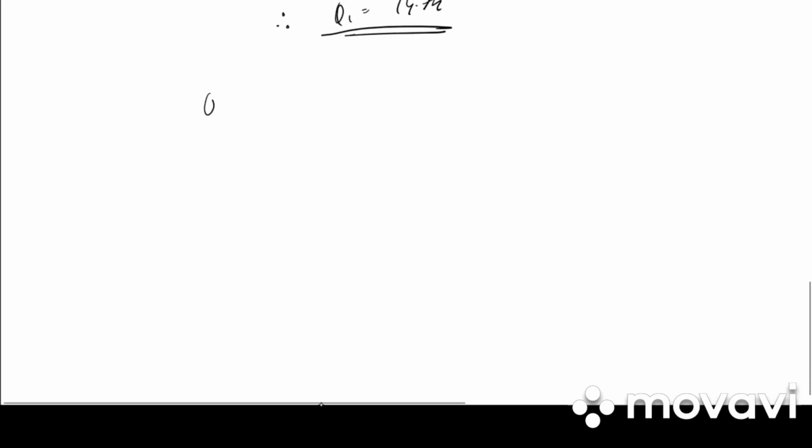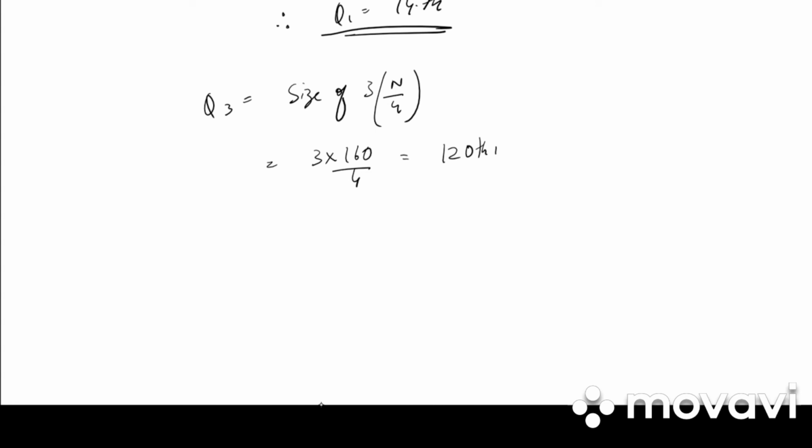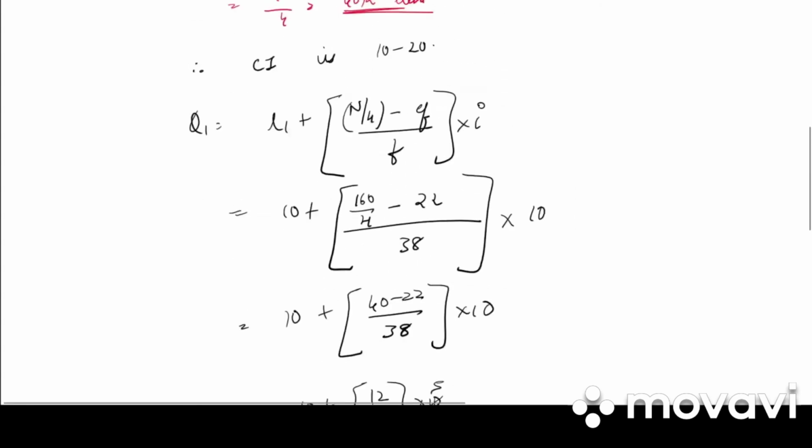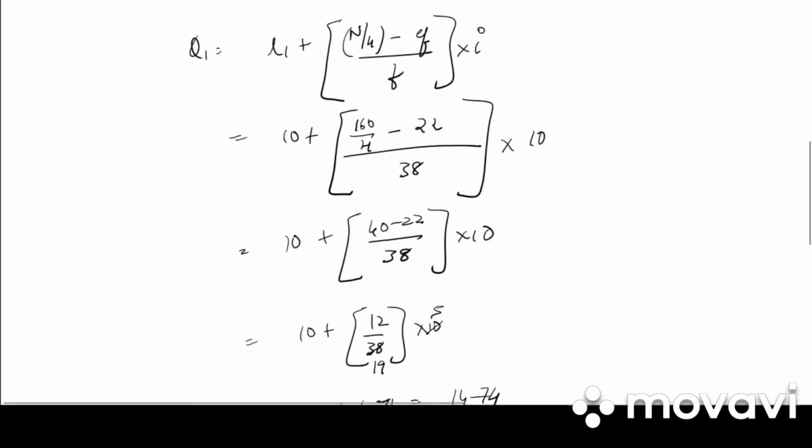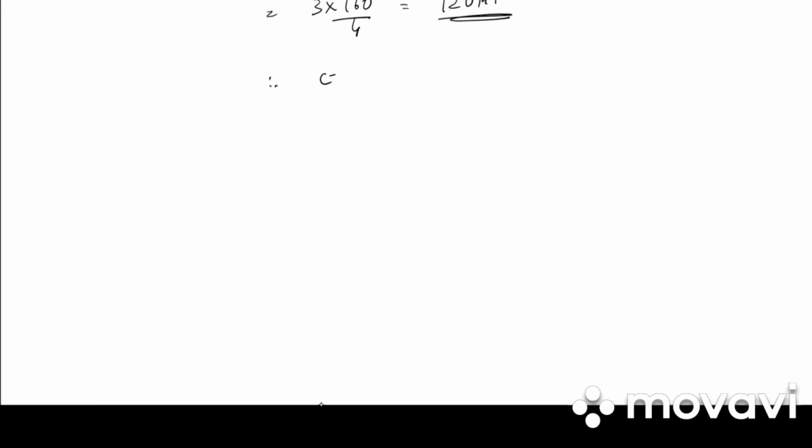Next, we need to find out Q3. How do we find out Q3? Size of 3 into n by 4. So 3 into 160 divided by 4. 120th item. Go to the table and go to the cumulative frequency. 120th item. So the class interval is 30 to 40. So 106 will be CF and F is how much? 35. 10 is the width of the class interval. Therefore, the class interval is 30 to 40.